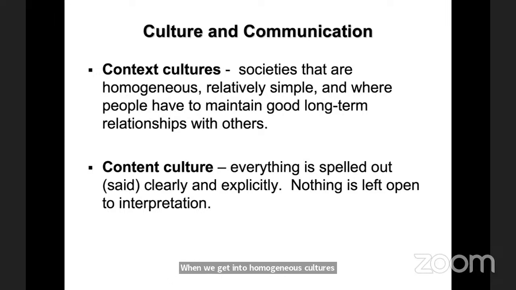Okay. So the most common types we can think about are, for example, some of the indigenous tribes that haven't been westernized. We can think of countries who speak a single language, and those types of more homogeneous countries, where these good long-term relationships with others need to be maintained for survival reasons and for practical reasons. And this is where context becomes more important than content.